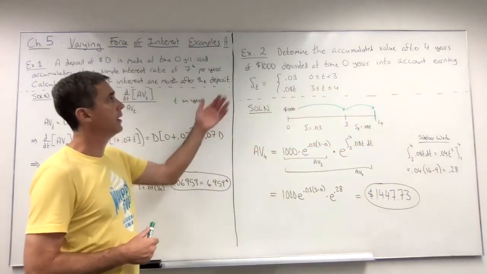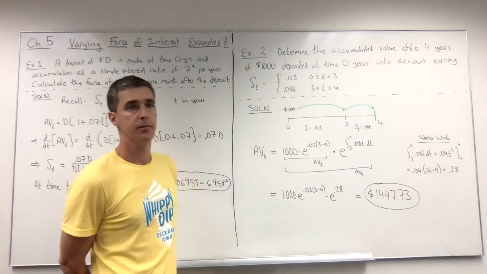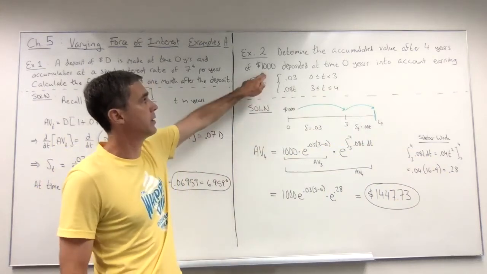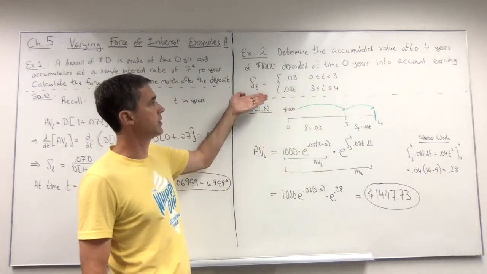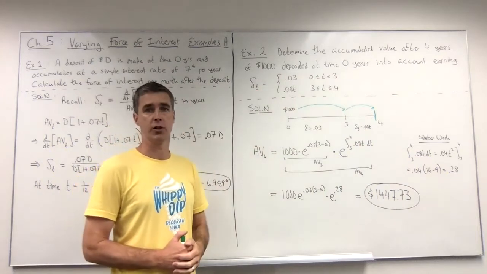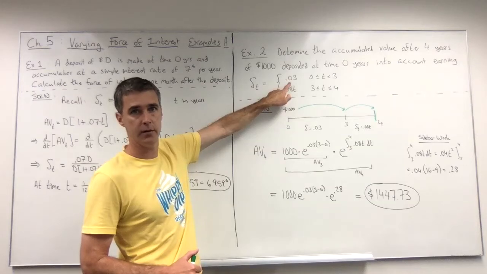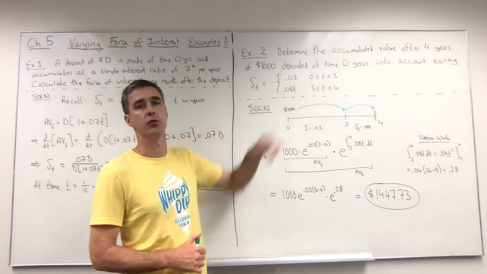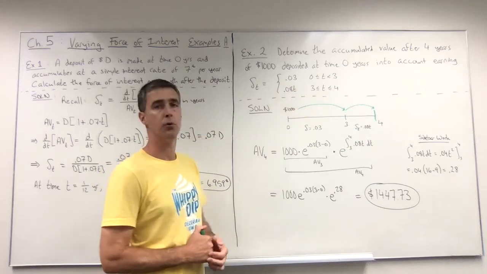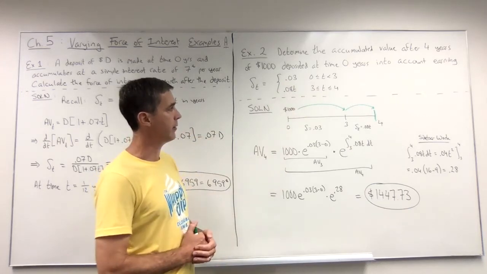All right, in the next example, we wish to know the accumulated value after 4 years. We start with the $1,000 deposited at time 0 years, and our account earns interest via this force of interest expression. For the first 3 years, it's a constant force of interest of 3%. And for the last year, from time 3 to time 4, it is a varying force of interest, 0.08 times t.